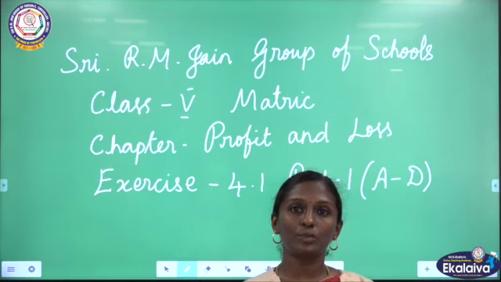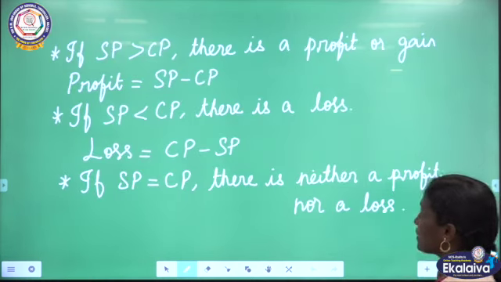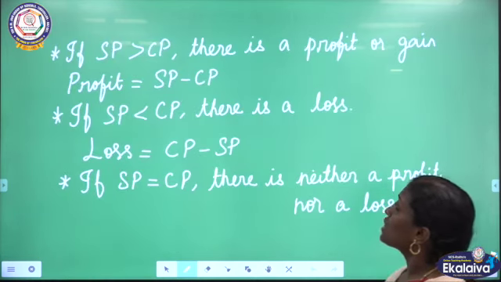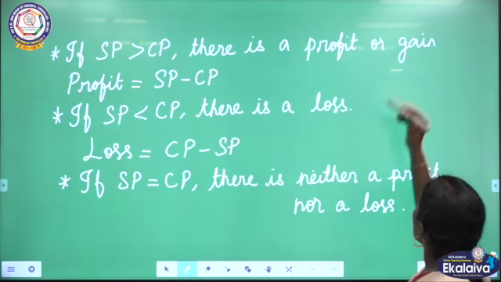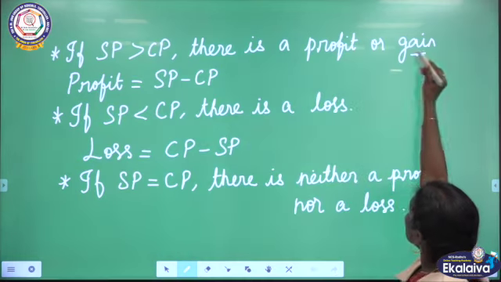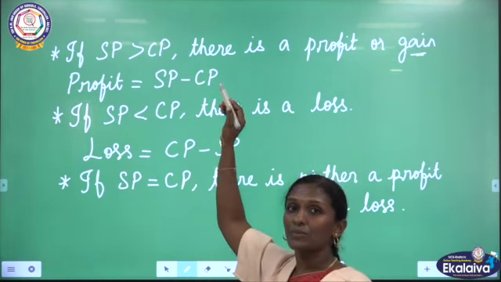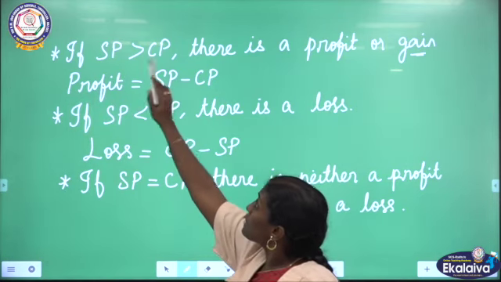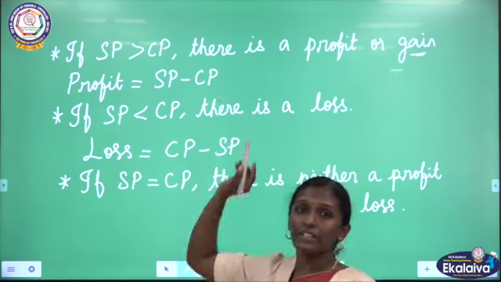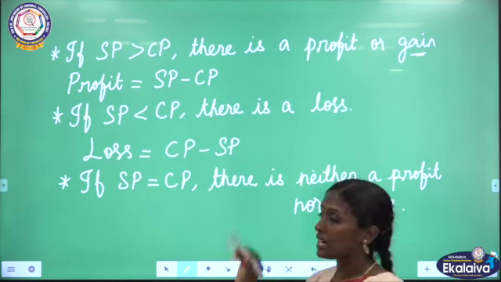Today we are going to do the problems in exercise 4.1 from the chapter Profit and Loss. See here. If the selling price is greater than the cost price, that is a profit. Profit or gain, this is another name for profit. To find the profit, this is the formula: selling price minus cost price. Here the selling price is greater than cost price, so we will get profit. To find the profit, selling price minus cost price.